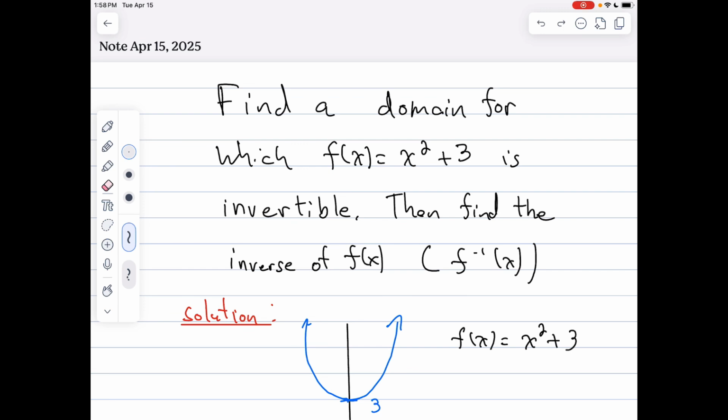Hello everyone. So today we are working with a pre-calculus algebra problem where we're asked to find a domain for which the function f of x equals x squared plus 3 is invertible. Then find the inverse of f of x.